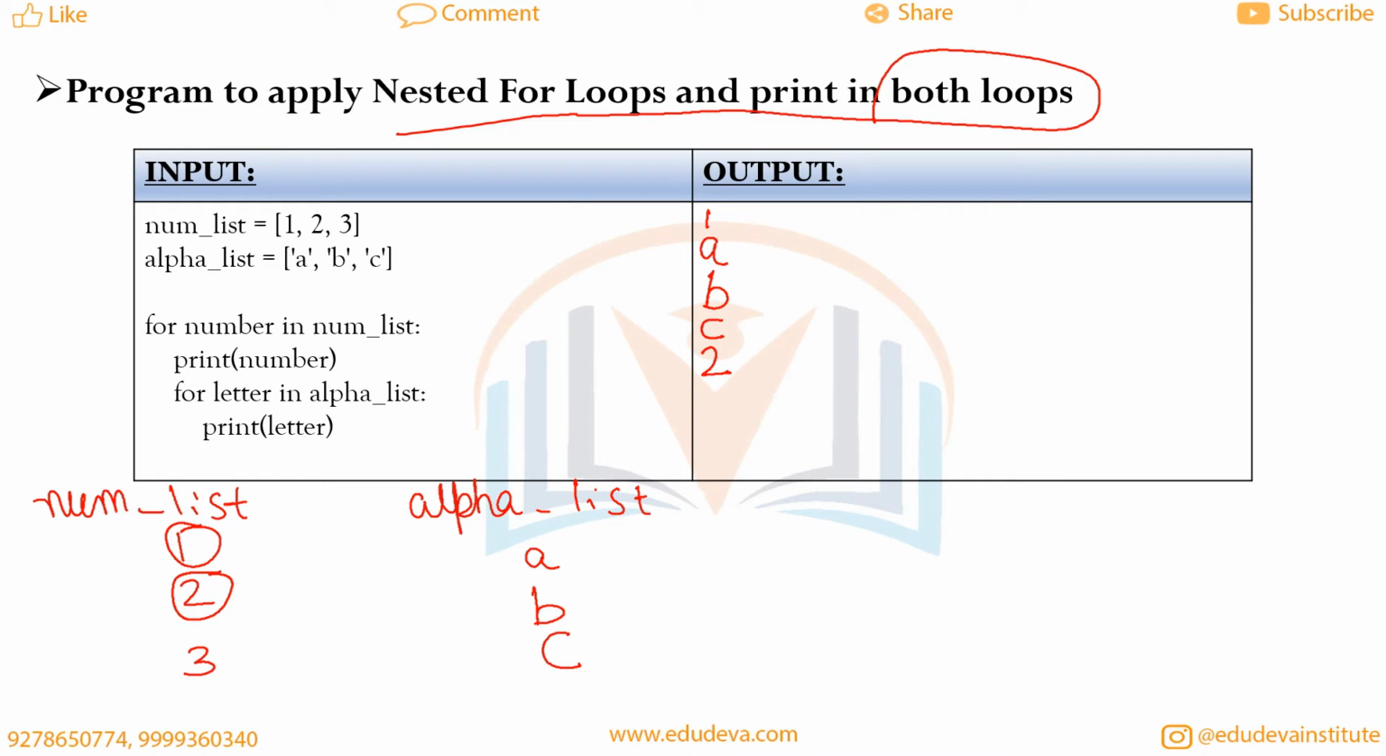After that it will execute the second loop again, and it will print A, B and C in the output. After ending the second loop, it will go to the first loop again, and now the value of number is 3. So we will print 3 in the output. After that we need to repeat the second for loop again. So we will print A, B and C in the output. After that the first loop will end, and we will come out of both the for loops.